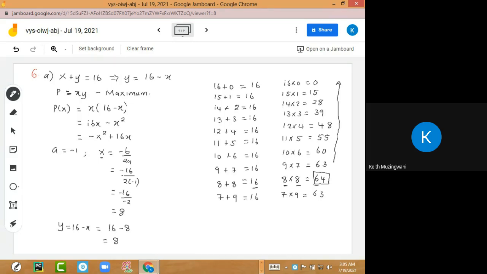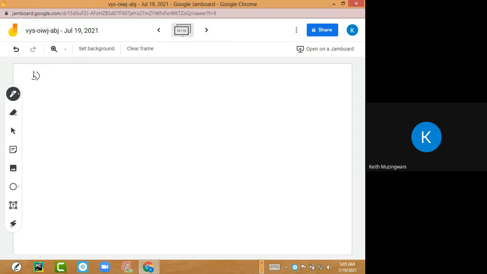Okay. Then B, for the same question, 6. A man with 180 fencing wishes to fence off an area in the shape of a rectangle. Shape of a rectangle is something like this, where this is x, this is y, this is x, this is y. So what should be the dimensions of the area if the enclosed space is to be as large as possible?